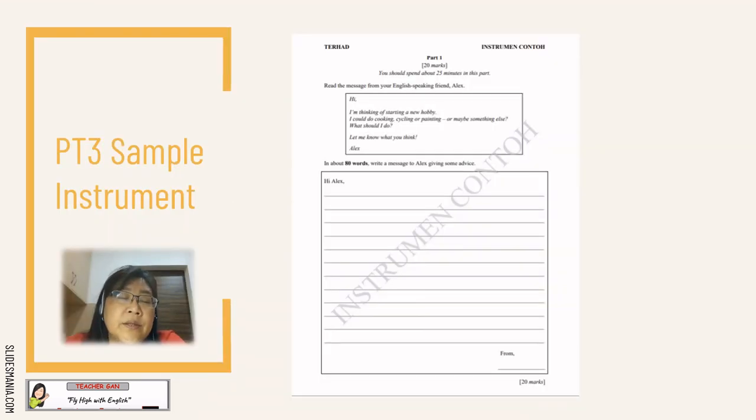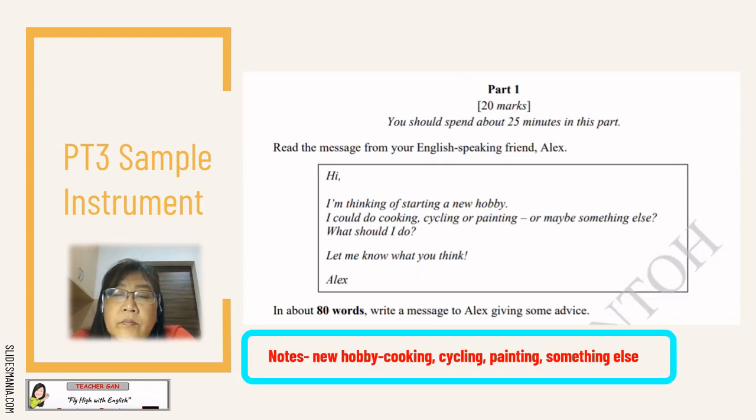Let's look at the exercises. Let's look at the PT3 sample instrument given by the Ministry of Education. The question, part 1, 20 marks. You should spend about 25 minutes in this part. Read the message from your English-speaking friend Alex. Hi, I'm thinking of starting a new hobby. I could do cooking, cycling, or painting, or maybe something else. What should I do? Let me know what you think, Alex. In about 80 words, write a message to Alex giving some advice.